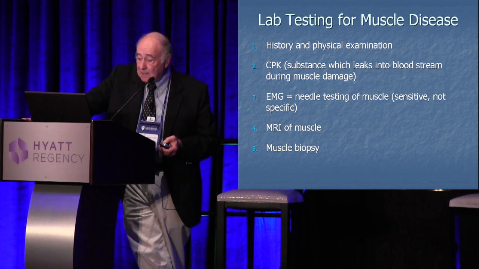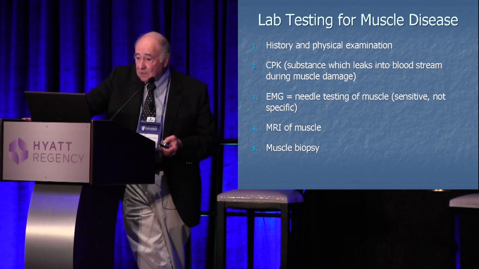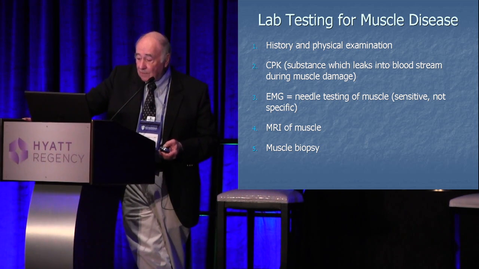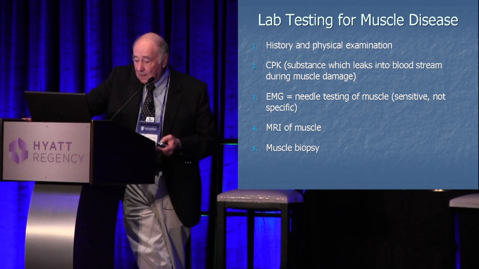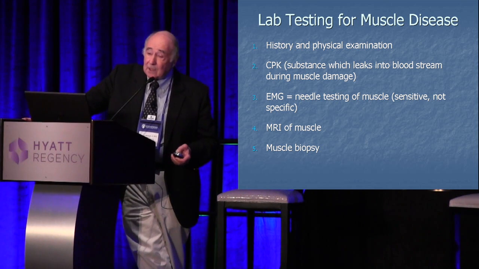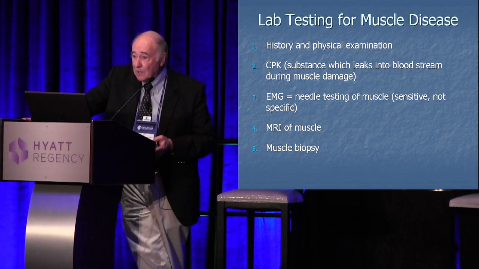An EMG is needle testing of the muscles. It's sensitive. In other words, if it's normal, there's probably nothing wrong, but it's not specific. In other words, it doesn't tell you necessarily whether you have muscle inflammation. MRIs of muscles can add information, and the most reliable information comes from a biopsy of muscle. And typically, we use the EMG to direct the site for a muscle biopsy.